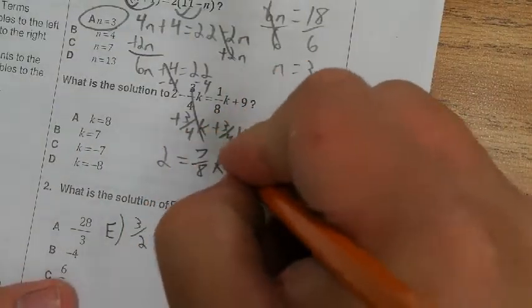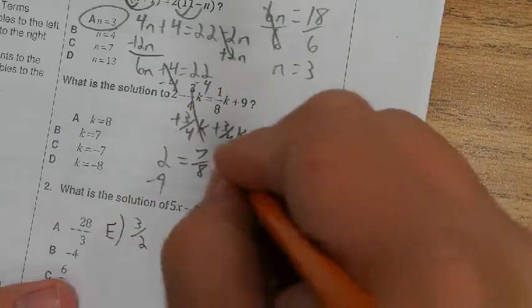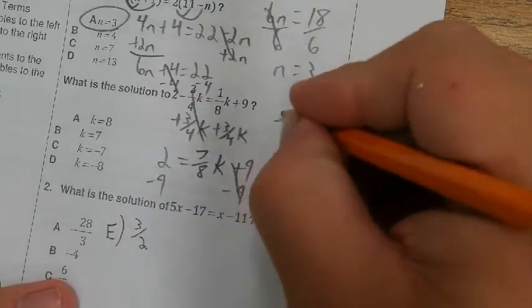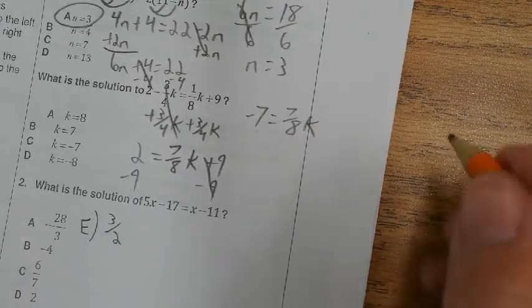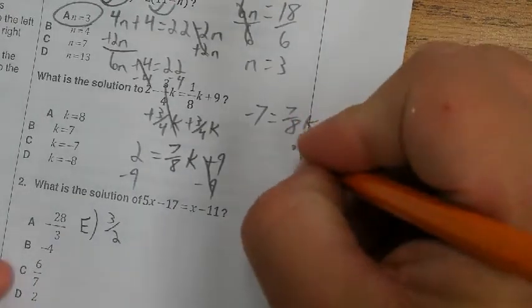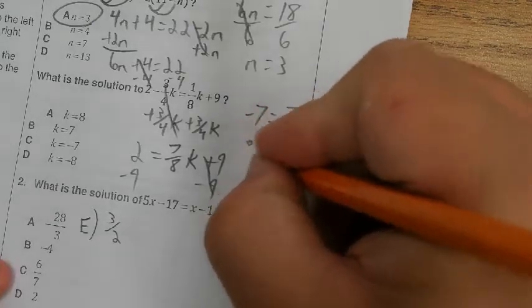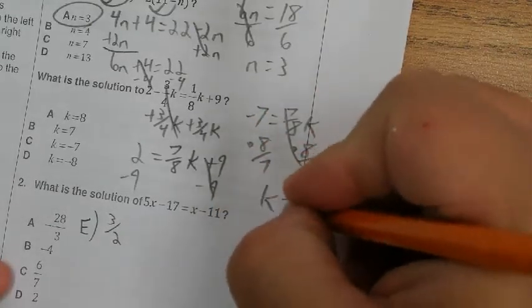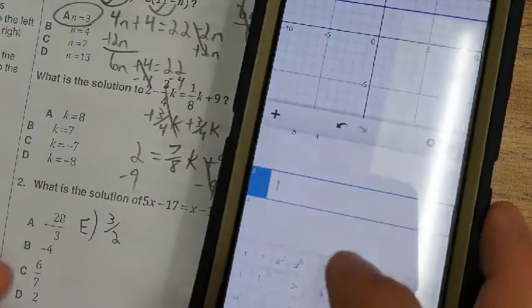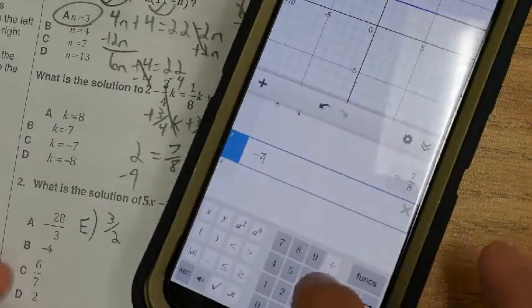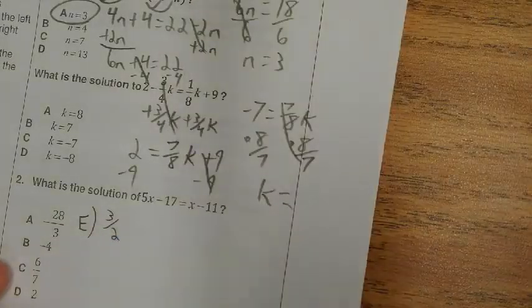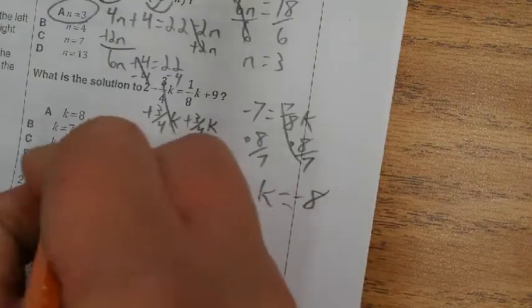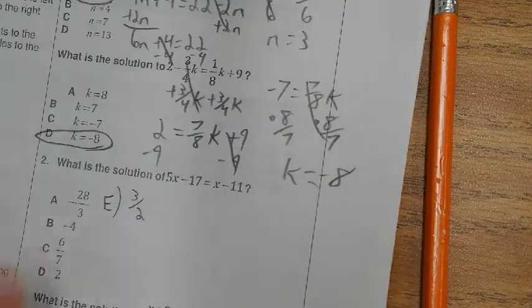7/8 k plus 9, subtract 9, and you get -7 equals 7/8 k. Then to get the k by itself, you're going to multiply by the reciprocal. The reciprocal will be 8/7. So you get k equals -8. So you could do that by hand, but to check yourself, use Desmos.